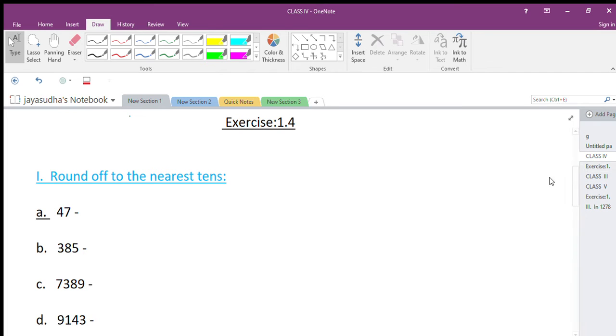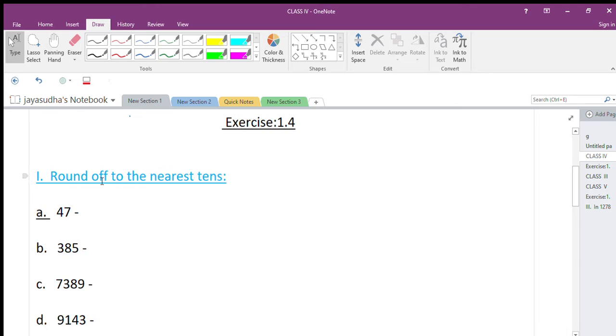Listen children, now you will learn about rounding numbers. What is that? Rounding numbers. For example, you want to buy a chappal and the price is 299. All your elders, your father and mother, will not say 299. Roundly you say 300. The 1 rupee balance, you tell the others, you have to round off your numbers.